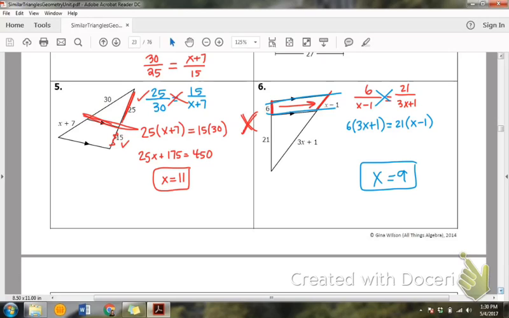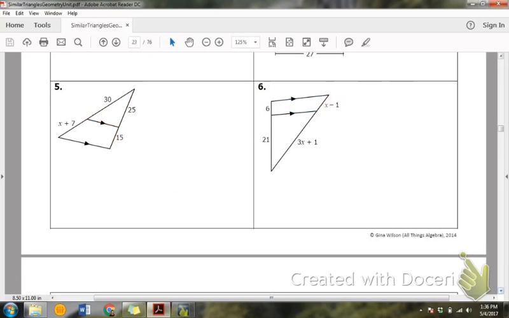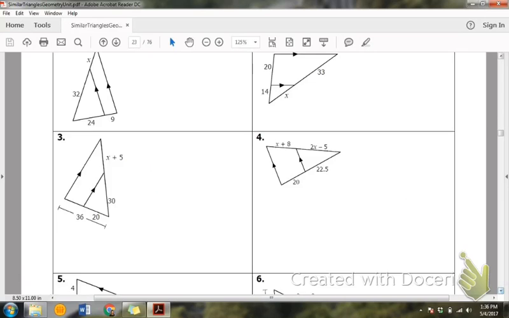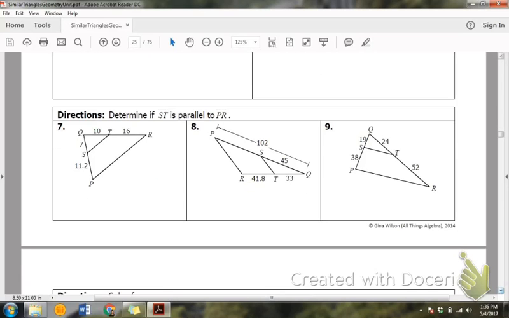Number 7, let's set up our proportions. 7 goes with what? 10. Okay, so let's write that. We're on the bottom of page 9. Problem number 7. 7's going to go with 10. And then 11.2 is supposed to go with what? 16. What happens when we cross multiply? 7 times 16 is what? 112. And then what is 10 times 11.2? 112. 112 equals 112, so yes, they are parallel.